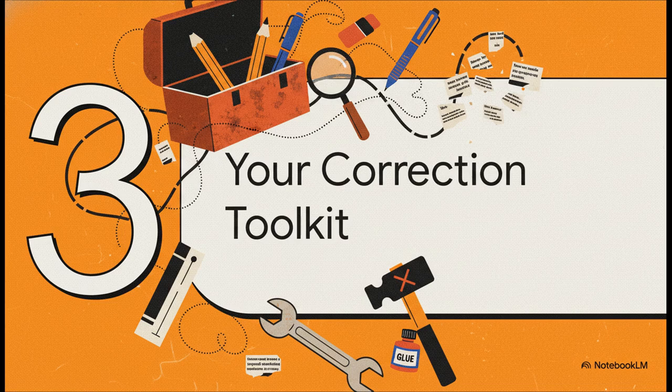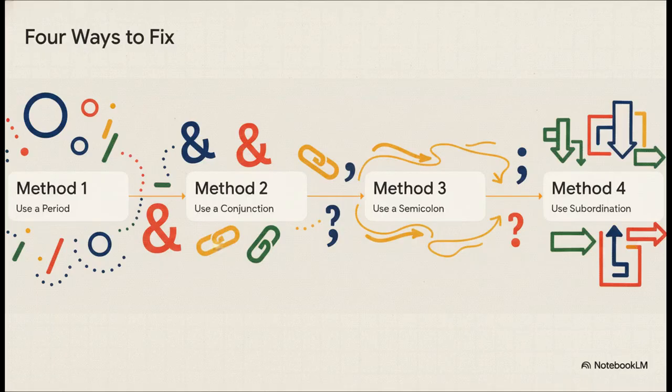All right, enough about the problem. Let's get to the good stuff, the solutions. And the great news is, fixing run-on sentences is actually pretty easy once you have the right set of tools. So let's build your correction toolkit right now. Here you go. Four simple but super powerful methods to fix any run-on sentence you come across. You can use a period, a conjunction, a semicolon, or you can get a little fancy and create what's called a complex sentence. Let's take a quick look at each one.